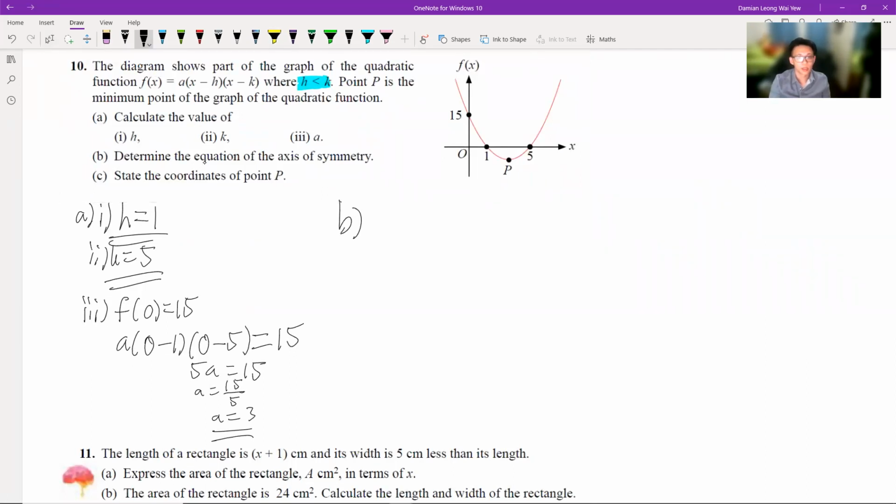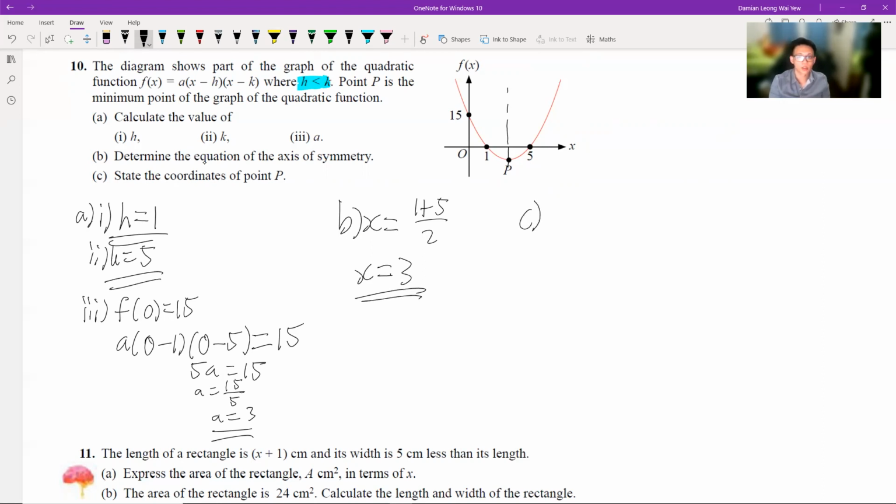And for part B, equation of the axis of symmetry, right in the middle here. So average of 1 and 5. Okay, or you can use negative b over 2a also, but that will mean you need to put it in general form first. Yeah, so it's easier to just take average. 1 plus 5 divided by 2. So x equals to 3.